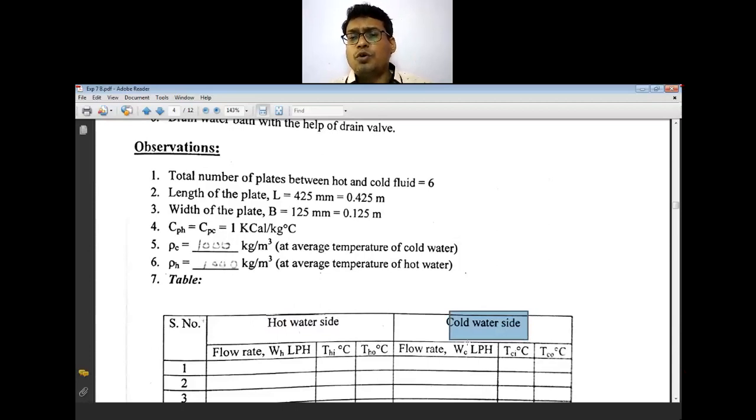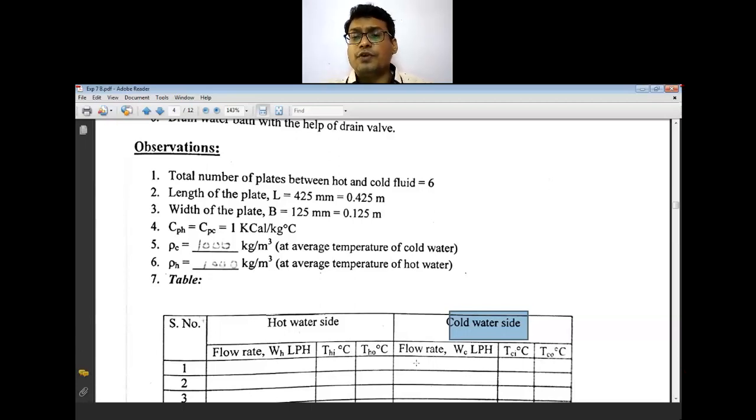I am going to start the cold water flow rate initially. The hot water flow rate is started after the establishment of the cold water flow rate. In general, whenever you are going to start a heat exchanger, irrespective of whether it is a plate type or a shell and tube, one has to start with the cold side only.